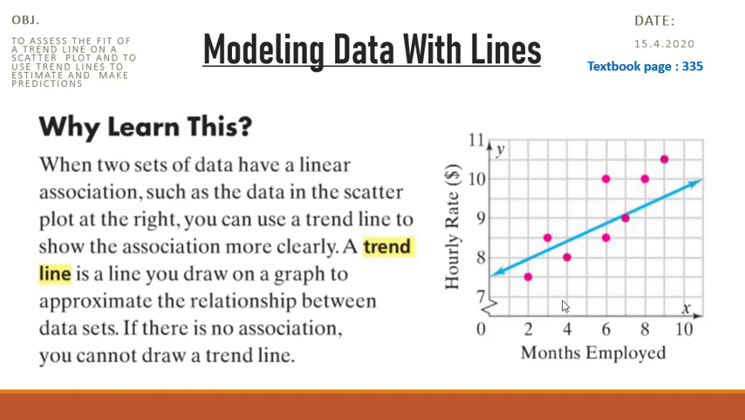Okay, now we have in this scatter plot association. As you know, this is positive association. Why is it positive? Because when you move from left to right, it goes up.